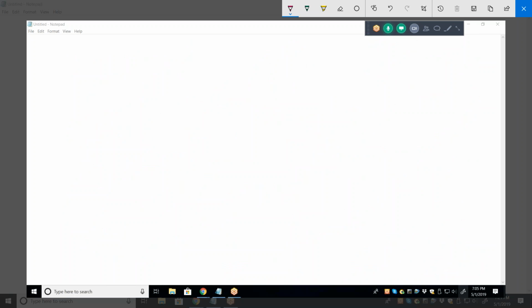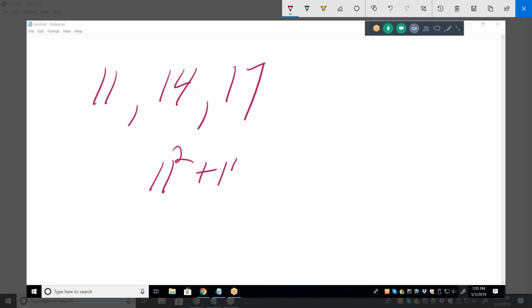All right, what else you got? What other kind of triangles? I don't have another one of those. Well, let me give you one. Prove whether that is a right triangle. What would have to be true? 11 squared plus 14 squared equals 17 squared.